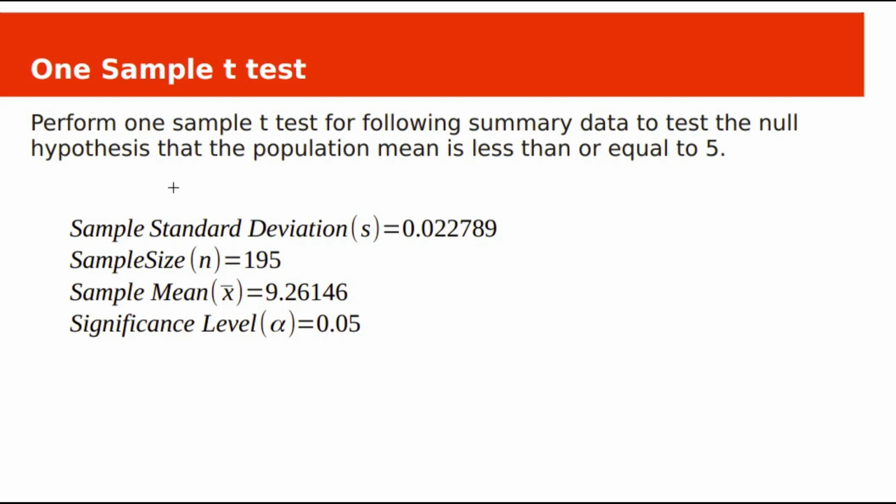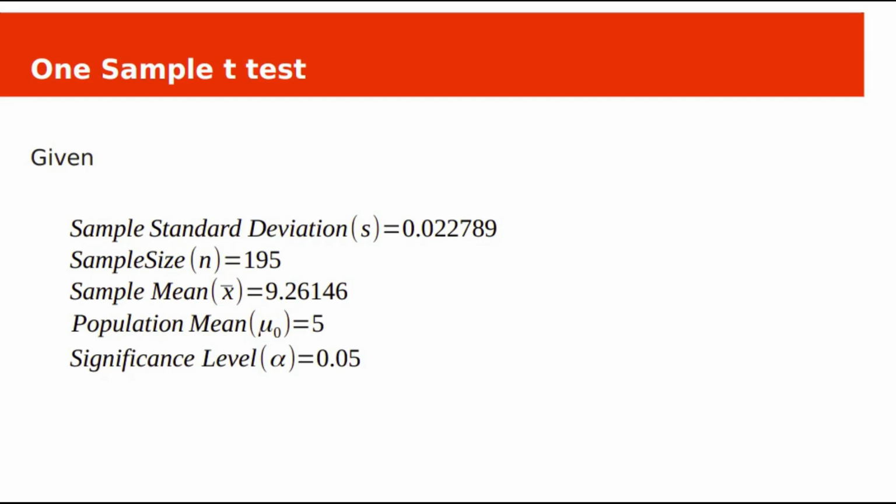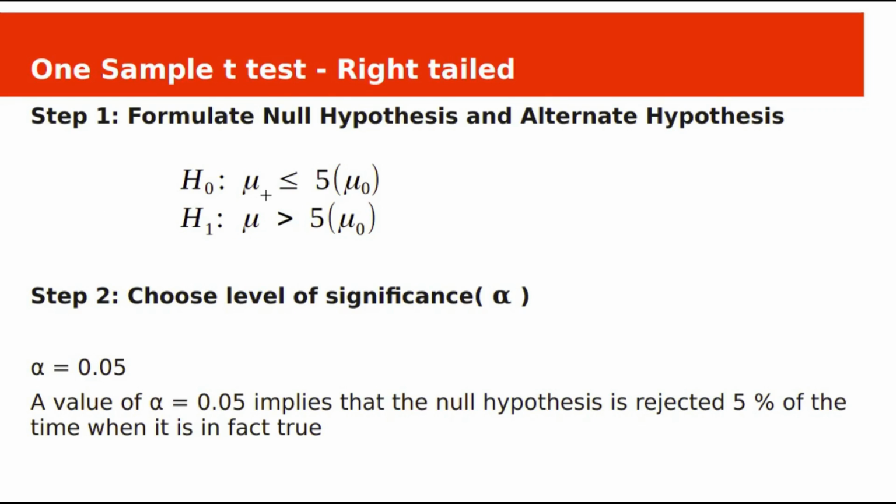Let's see another problem. Test the null hypothesis that the population mean is less than or equal to 5 with the following data. Sample standard deviation S is 0.022789. Sample size N is 195. Sample mean X bar is 9.26146. Significance level alpha 0.05 means 95% confidence level. From the hypothesis statement, mu naught is 5. Null hypothesis H naught is mu less than or equal to 5. Alternate hypothesis H1 is mu greater than 5. And significance level is 0.05.